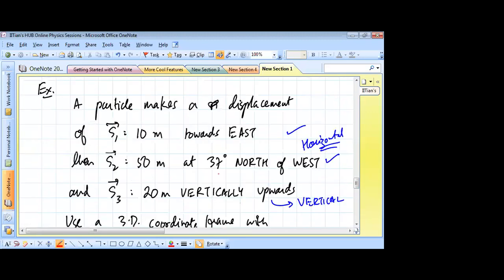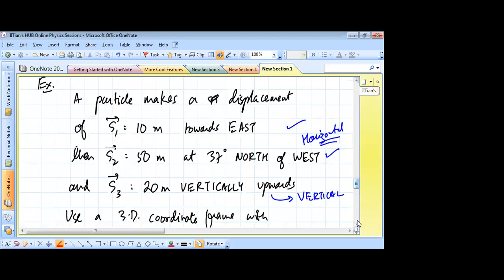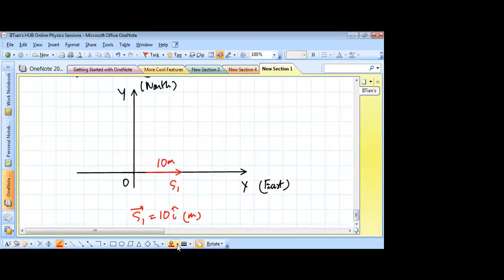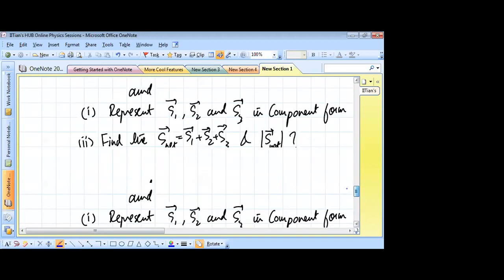It is 50 meters at 37 degrees north of west. So how will S2 look? S2 will be a displacement which is like this. It is 37 degrees north of west. So it will be like this. S2 on its own is a displacement which is at 37 degrees north of west, and its own magnitude is 50 meters, just like this. So this is the information.